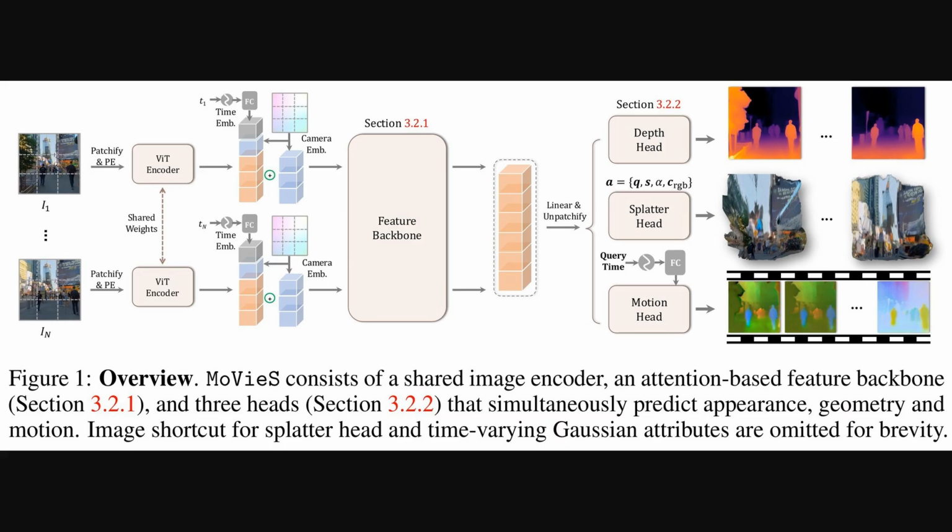This first figure gives a great overview of how the MoVieS model works. It takes video frames and processes them with a vision transformer, which is a model that treats parts of an image like words in a sentence. This information goes to a central backbone, then splits into 3 heads. A depth head predicts geometry. A splatter head handles appearance for 3D Gaussian splatting. That's a rendering method using tiny colored shapes. And a novel motion head predicts movement. These 3 outputs are what create the final 4D scene.